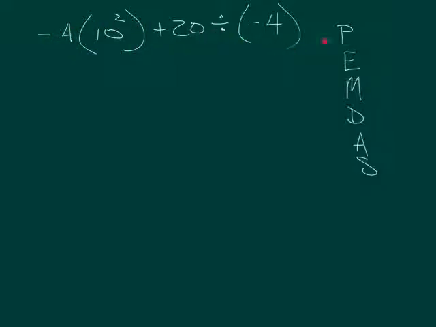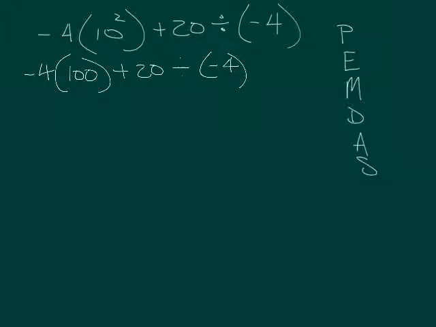We're going to do what's in the parentheses first. Well, we have a 10 squared in the parentheses. And in that parentheses is an exponent, a 2 right there. So we're going to do that first, and that's all we're going to do. Negative 4 times 100 plus 20 divided by negative 4. Okay, so that's the first step.